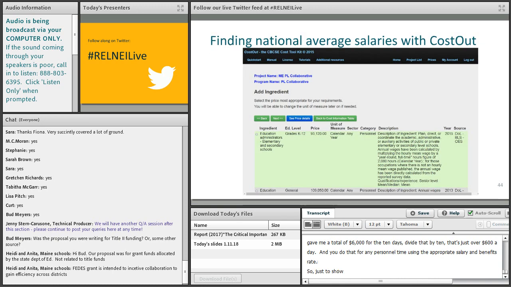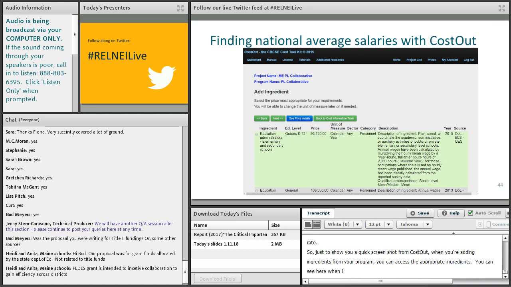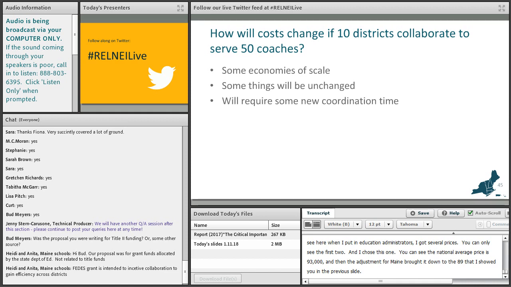So just to show you a quick screenshot from CostOut, when you're adding ingredients for your program, you can access the database to search for the appropriate ingredient. You can see here that when I put in education administrators, I got several prices. You can only see the first two, and I chose this one. You can see the national average price was $93,000, and then the adjustment for Maine brought it down to the $89,000 that I showed you in the previous slide.